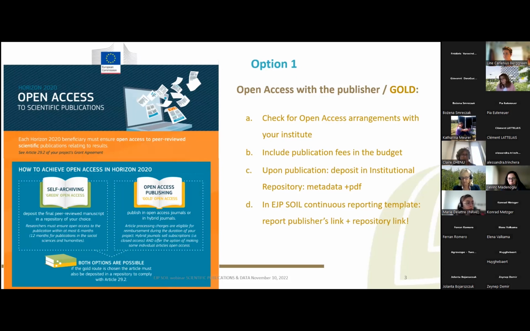When you check for the arrangements with the institute, you can do it on the publisher's website. Normally, you can go through to the open access page of the publisher, or you can check open access arrangements through your own institution's website, of your library, for example. At our institution, we have a special tool where we can check whether there are deals for a specific journal by searching for a journal title.